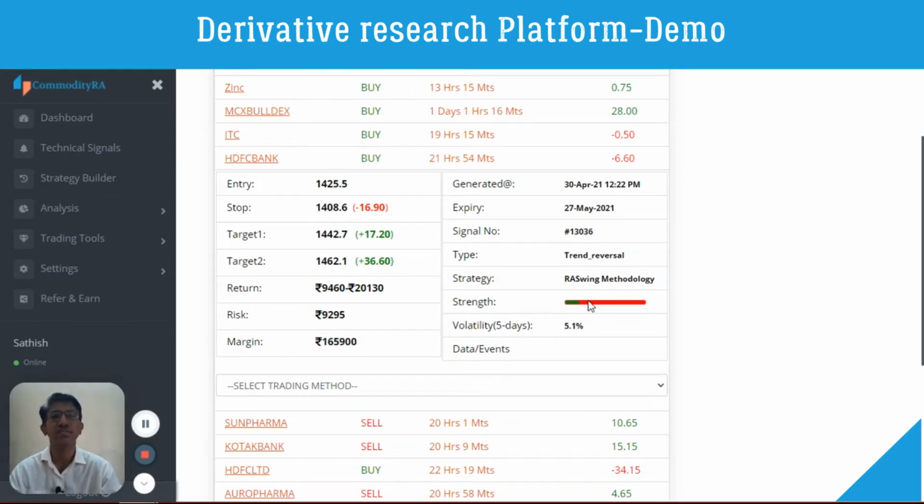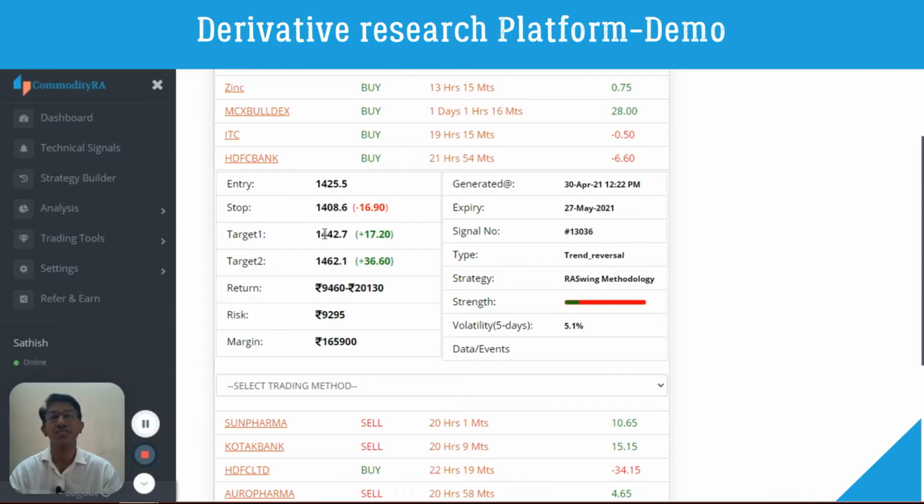It shows the strength of the particular buy or sell. Even if it is narrow, you need not worry, because in a trend reversal the strength will normally be weak initially and gradually pick up. And this is volatility. In the right panel you can see the entry level, where you are supposed to be near, and the stop loss levels.